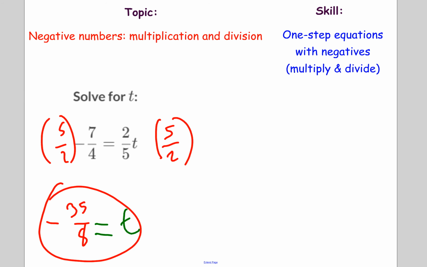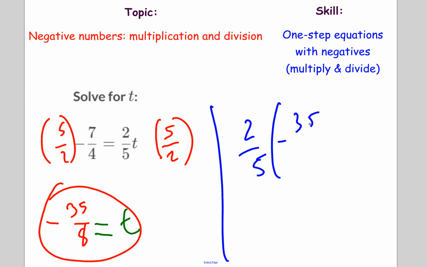But you know me, I'm going to check the answer. So I'm going to do 2/5 times negative 35 over 8. First of all, I have a positive times a negative. My answer is going to be a negative. Now, also, before I multiply, guys, once again, take the time to simplify. It'll make your life a whole lot easier.